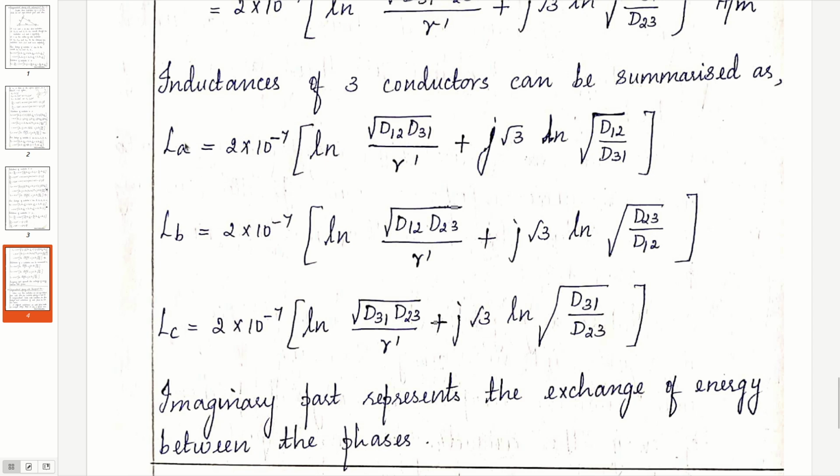So in this LA, LB and LC, there is something called as j term, imaginary term. So this imaginary term represents the exchange of energy between the phases. Okay, so wherever the inductance value is more, it should exchange its energy with the conductor having less inductance.